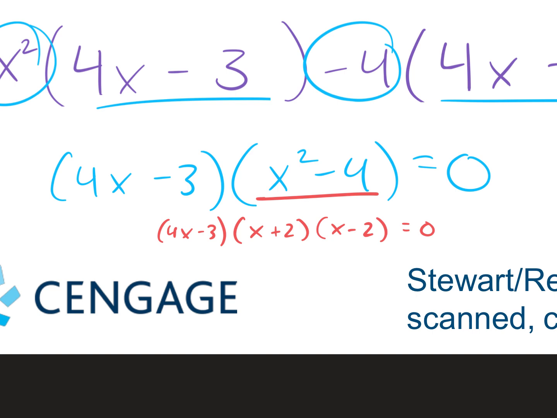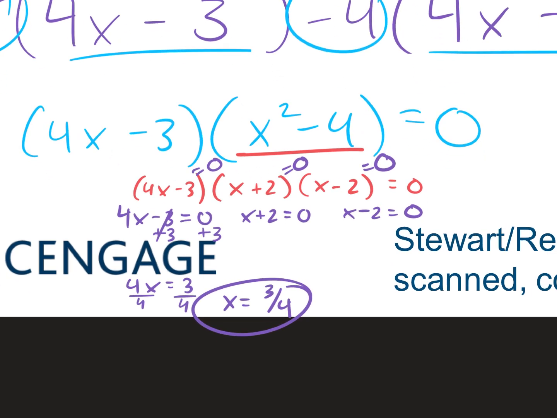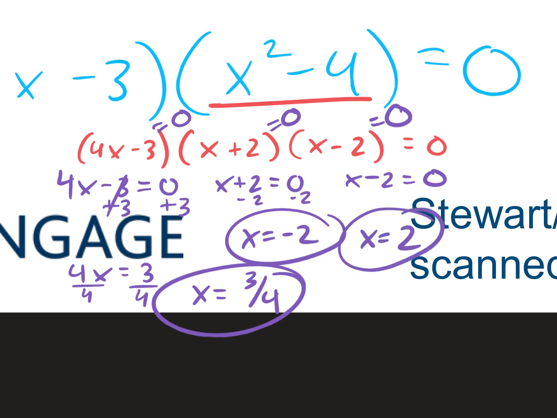What would I do next to solve? Set them all equal to 0. So 4x minus 3 equals 0. X plus 2 equals 0. X minus 2 equals 0. So our first answer, we get x is equal to 3 over 4 when we solve our little equation there. Second one, we get x is equal to negative 2. Third one, x is equal to positive 2. So those would be our 3 solutions.